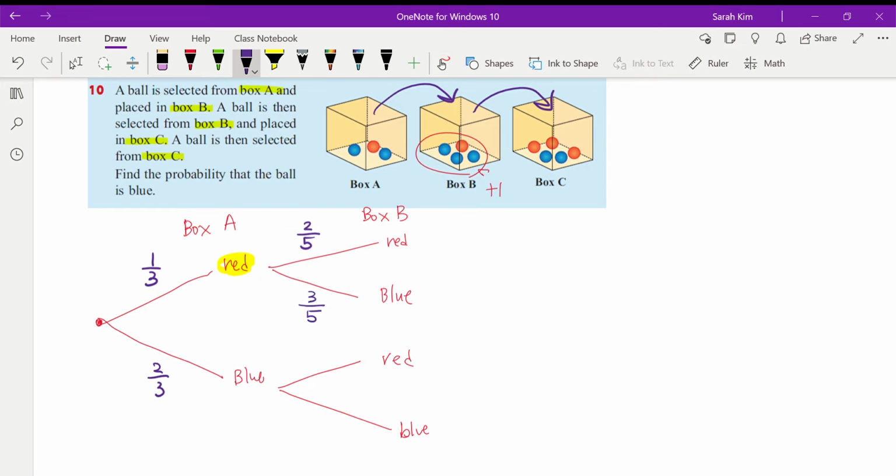Now, let's have a look at the blue case. If I pick a blue, then my total number will be 5, and picking a red would be 1. But picking a blue would actually be 4 out of 5, because you added a blue ball from box A. So now I've got to keep going. I've got to do box C. So now I've got to split this one into 2, so it gets a bit messy, but try to draw your diagram as neatly as you can.